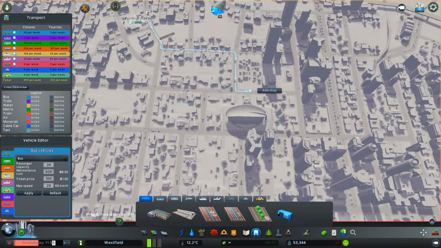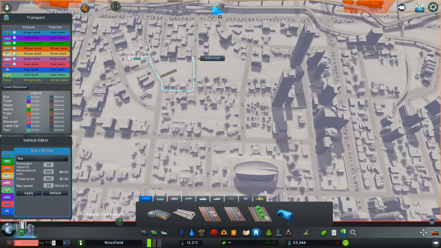I'm going to put it the other side of the junction. Now if I put it there, the bus is going to come down this area here, so I probably would benefit from having another stop up here. So let's drop it here, and as you can see, this is a one-way street.